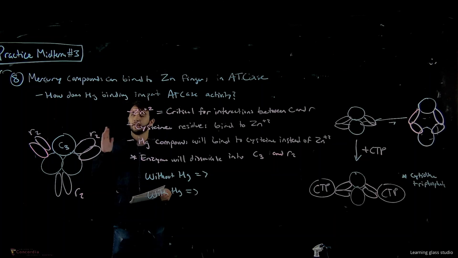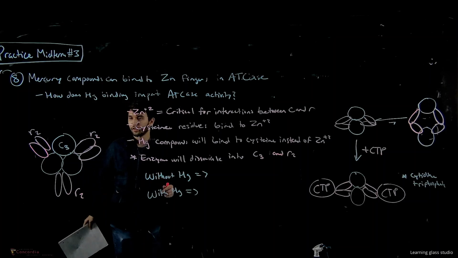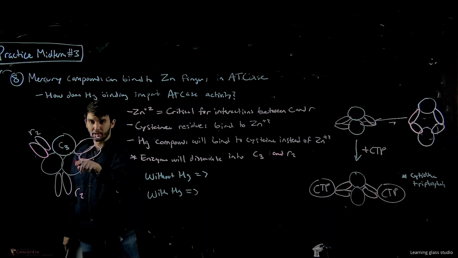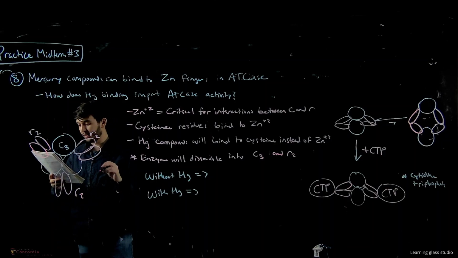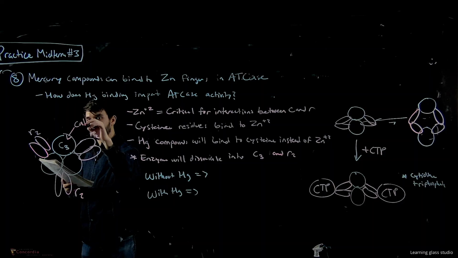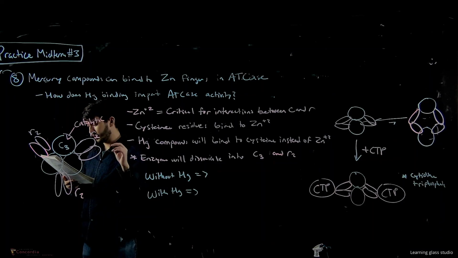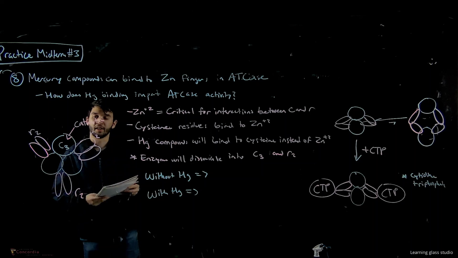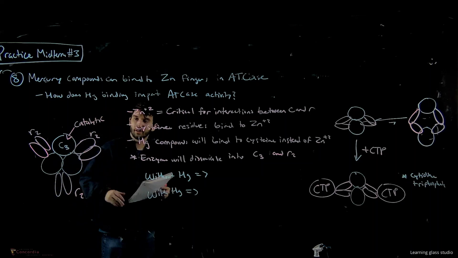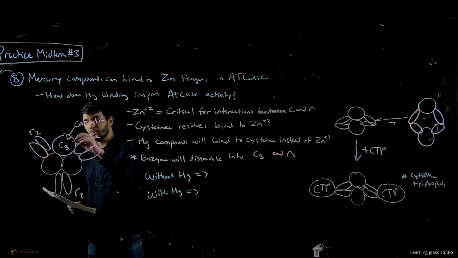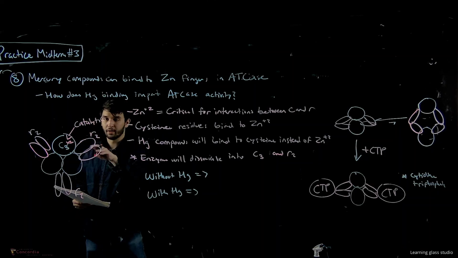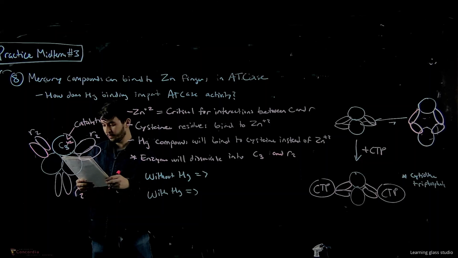Okay. Question 8. This one is about ATCase. It's saying mercury compounds can bind to the zinc fingers in ATCase. So how does mercury binding impact ATCase activity? So let's first look at the structure of ATCase. So it has this C3 in the center. So C3, this is the catalytic domain. Okay. And what's not shown here is that there's actually another C3 below this one. So there's actually 2. So there's another one below it, so sort of into the screen, if you will.